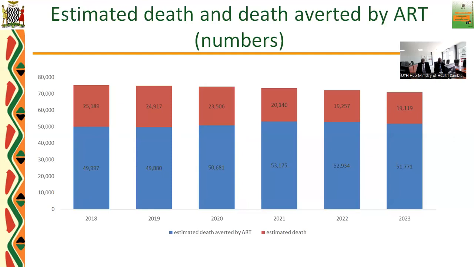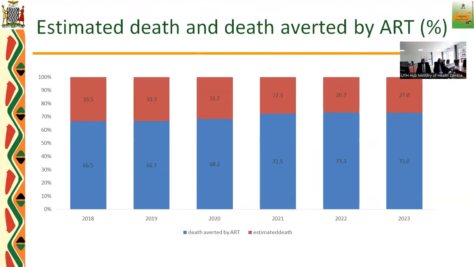And these are estimates of deaths: 19,000 deaths for 2023. As such, our target is below 5,000, a very ambitious target. But still, our services are averting, in 2023 alone, over 50,000 deaths, people who could have died, because of the great work that we are doing as a team. Next slide.